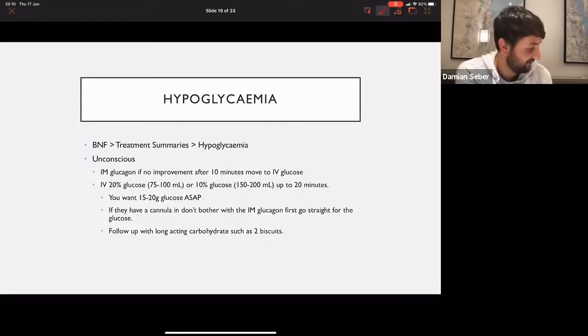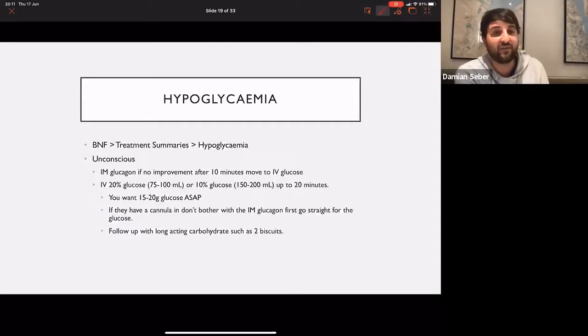This is OSCE prescribing. So you give IM glucagon. If they've got a cannula in already, you wouldn't bother with the IM glucagon. You would just go straight to giving glucose, and then you need to follow it up with a long-acting carbohydrate after. So it's usually 2 biscuits. If they're unconscious, IM glucagon, every ward has the little packs, and it's just an injection into the thigh. Check their levels after 10 minutes. If there's an improvement, great. They should become conscious again, sorry. And if not, you need to move to IV glucose.